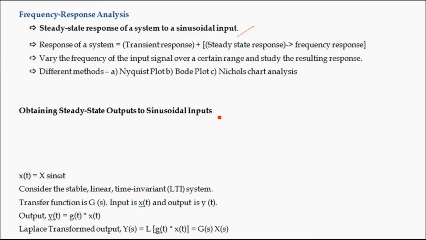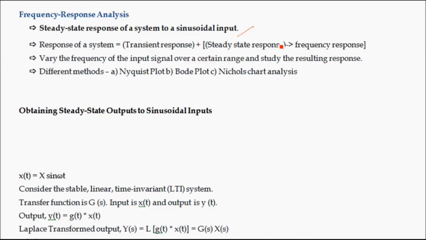Basically, whenever an input is given to a system, we get the response of a system, and it is composed of two parts. First is the transient response, and next is steady state response. The steady state response will occur when the transient response have died down.